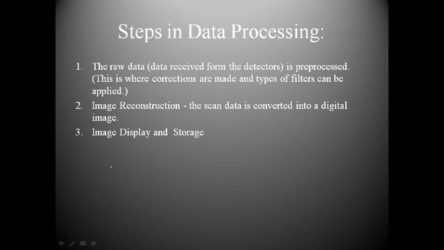So there are some steps in the data process. How do you actually get this data that you've acquired and make it into something that is actually usable in terms of CT? Well, the first step is that the raw data, that's basically your data that's received from the detectors. And so we saw before that the detectors acquire the data, then transmit to the computers. It's pre-processed. This is where corrections are made and types of filters can be applied. So, pre-processing. Then we have image reconstruction. The scan data is converted into a digital image.